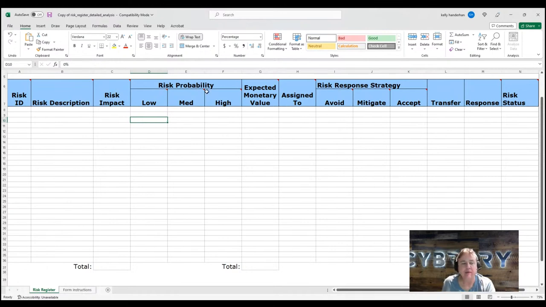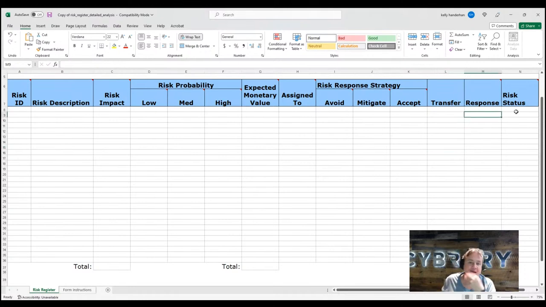Then we look at probability and impact qualitatively. High impact, low probability, whatever. Then a dollar value for the risk owner. All right, how do we respond to the risk?